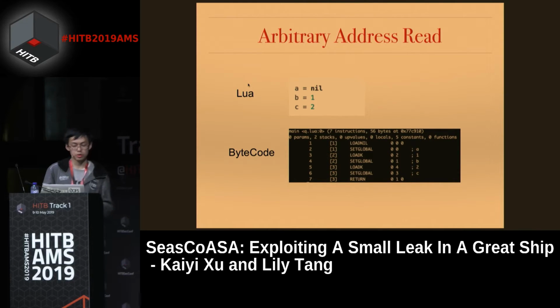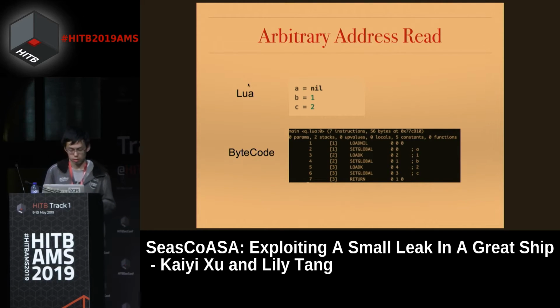And to read an arbitrary address, we take this as a simple example. The first picture is a very simple 3-line Lua script. Assign nil to A, assign 1 to variable B, assign 2 to variable C. And below it is the bytecode. The first 2 opcodes load a nil to the stack and set the nil to the global, which is variable A.